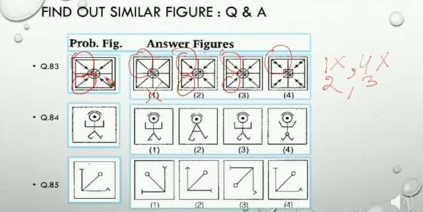Let's check from this angle. In the second figure, yes, it is available. In the third also it is available. Check from this angle. In second, yes, it is there. In third also it's there. So we can't differentiate. Now let's check second and third.